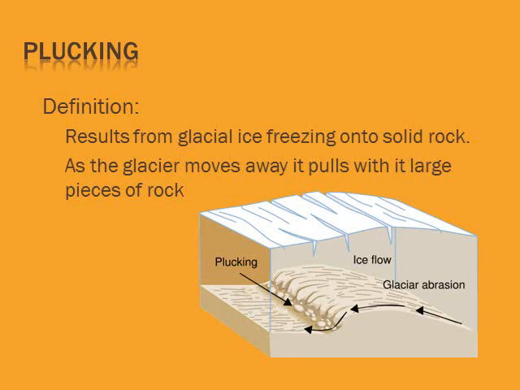Well, this was the third question, plucking. So as a glacier moves, frozen parts of the glacier grab onto rocks and pluck them, pull them out of the rock face or the bedrock beneath. And that moving glacier, as it freezes, picks up the rock and pulls it, grabs it, plucks it out of the mountainside, and then carries it away downhill.